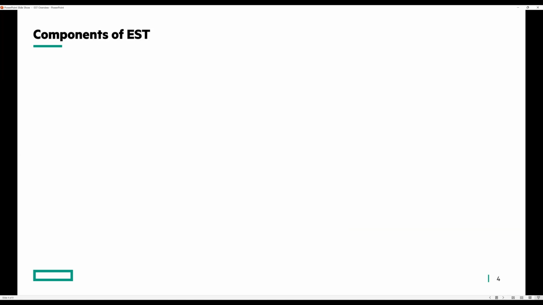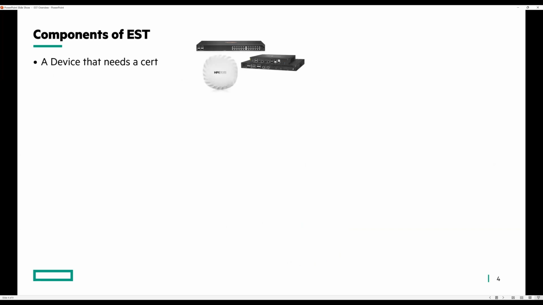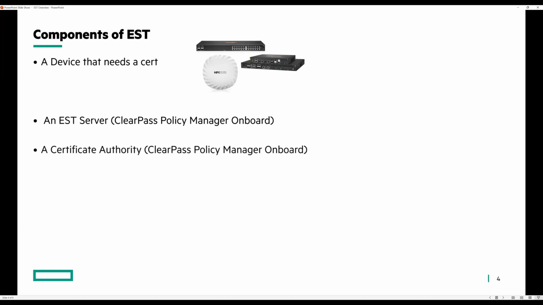What are the components of EST? Pretty straightforward. A device that needs a cert. You're not going to use EST if you don't need a cert. That could be a switch, a gateway, an access point, a firewall, anything. You need an EST server, so something that speaks EST. In our case, we're going to use ClearPass Policy Manager Onboard for that. You need a certificate authority, something that's going to generate and cut the certificates on behalf of the EST server request. In our case, again, we're going to use ClearPass Policy Manager Onboard for that purpose.